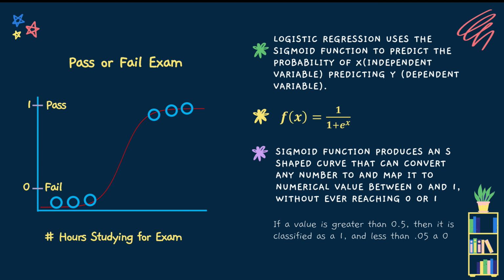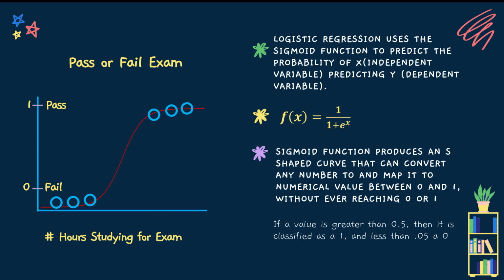The logistic regression model computes the weighted sum of input features, but instead of outputting the result directly like in linear regression, it outputs the logistic result. Logistic regression uses the sigmoid function to predict the probability of x, the independent variable, predicting y, the dependent variable. The sigmoid function is written as 1 over 1 plus e to the power of negative x.